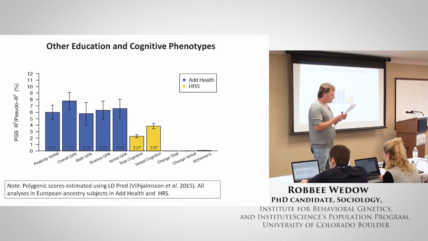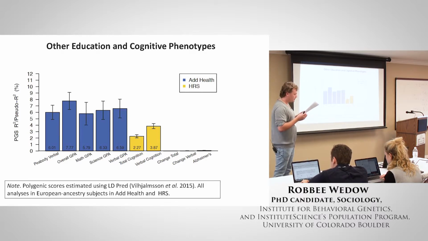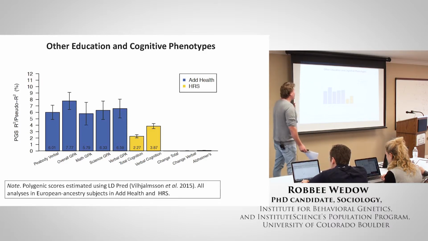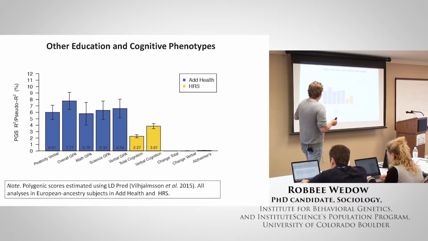Okay, so we're also interested in educational achievement and cognitive phenotypes that are unique in both data sets, so we can't directly compare them across our two data sets. I won't go into all of the details of each of the measures that we look at, but if you're interested in those, or in related variables in HRS or AddHealth, I'm happy to talk about those in the Q&A or after the session. So I'll just go through the results now.